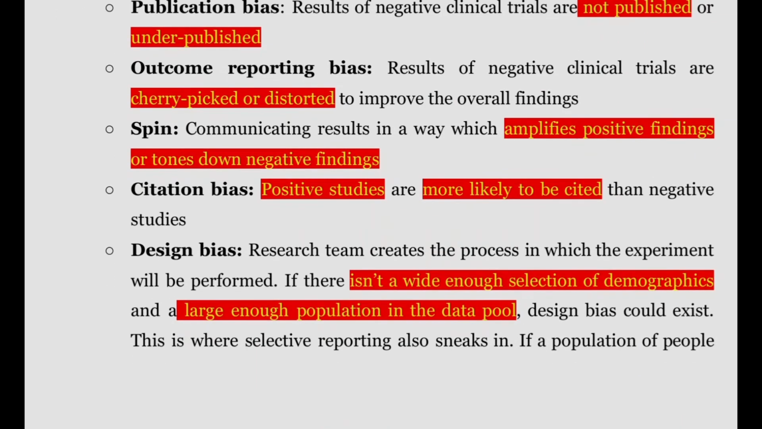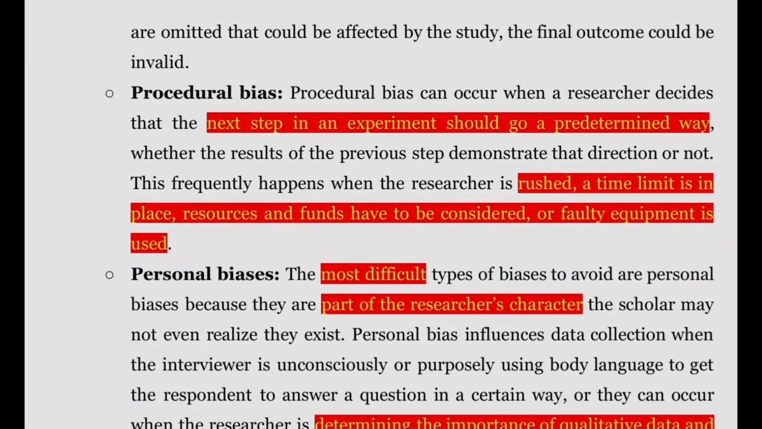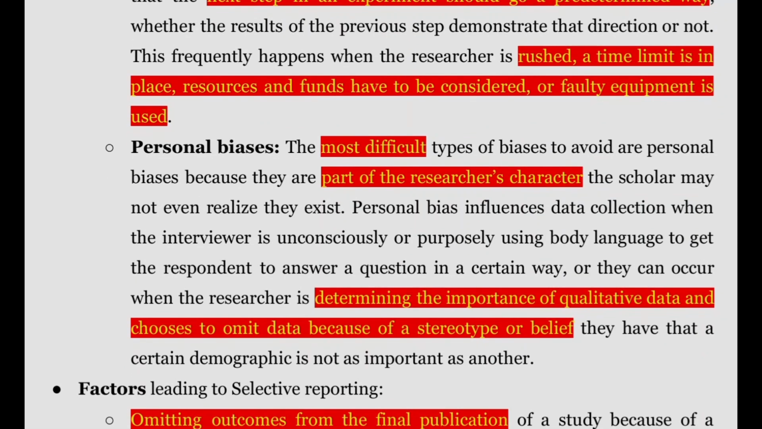Design bias: a research team creates the process in which the experiment will be performed, and there isn't a wide enough selection of demographics or a large enough population in the data pool. Next we have procedural bias. Procedural bias can occur when a researcher decides that the next step in an experiment should go a predetermined way, whether or not the results of the previous step demonstrate that direction. Next we have personal bias. The most difficult types of bias to avoid are personal biases because they are a part of the researcher's character. The scholar may not even realize they exist.